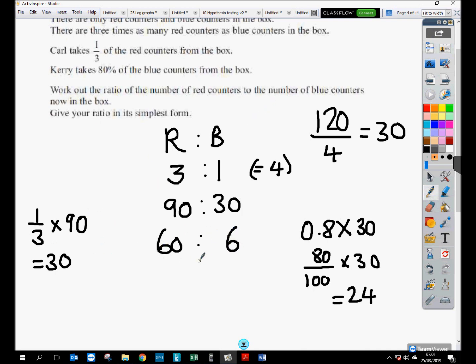Work out the ratio of red to blue, give your answer in its simplest form. Both of these divide by 6, so divide them by 6 and you get the final answer, 10 to 1. Next question.